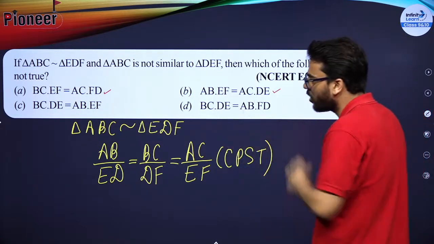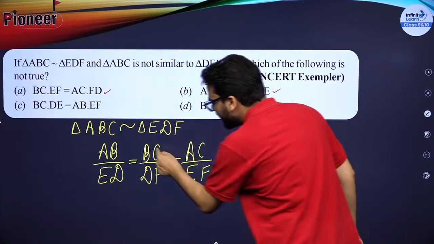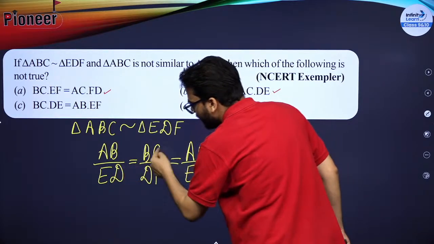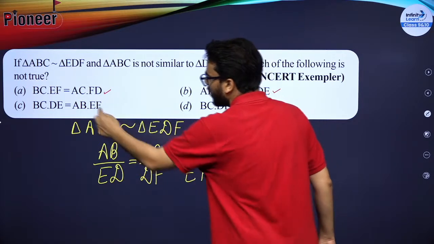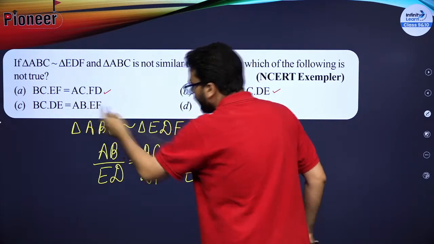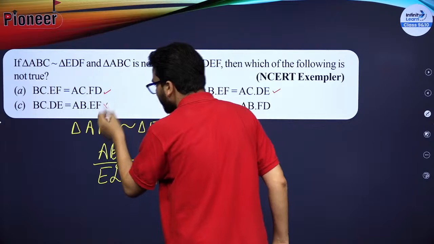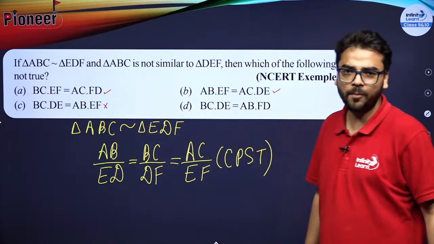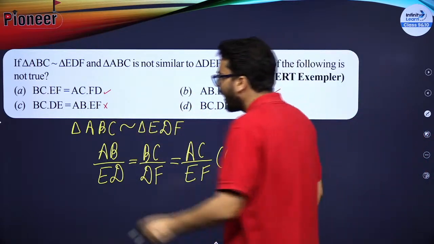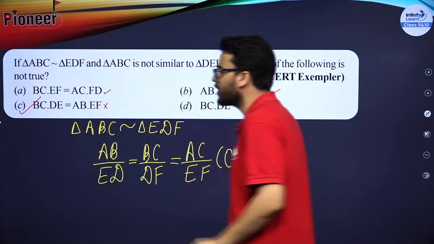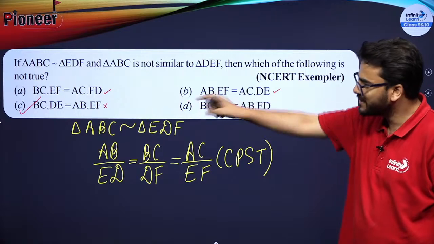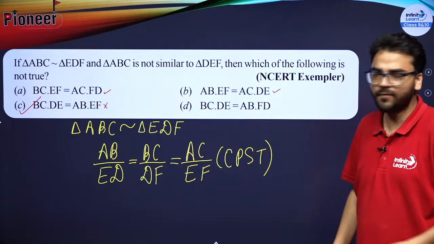What about the third option? BC into DE. If I cross multiply BC into DE, it will come AB into DF. But over here it is AB into EF. It means this option is not correct. I hope it is clear. Third option is not correct and we have to choose the option which is not correct only according to the question. So therefore option C is not correct over here. That you have to choose.